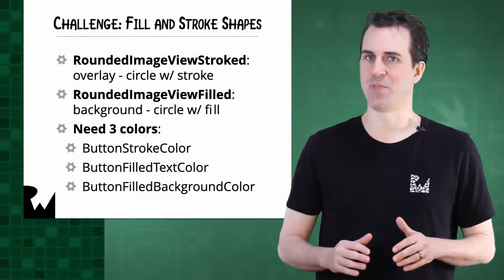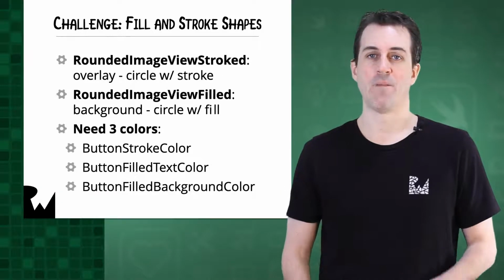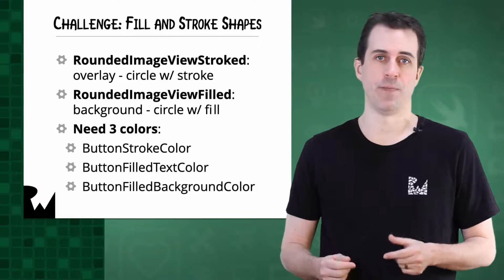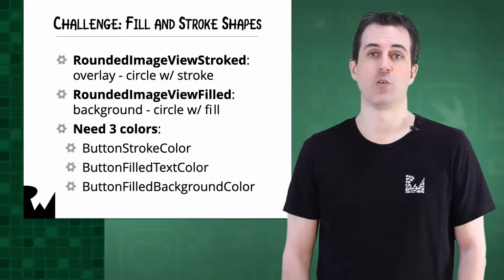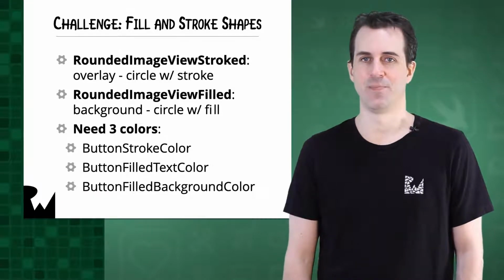Now that you have the basics of the rounded view set up, it's time to wrap them up by applying some shapes. For the rounded image view stroked, you want to apply an overlay to the image. The overlay should be a circle with a stroke. For the rounded image view filled, you want to apply a background to the image. The background should be a circle that's filled.